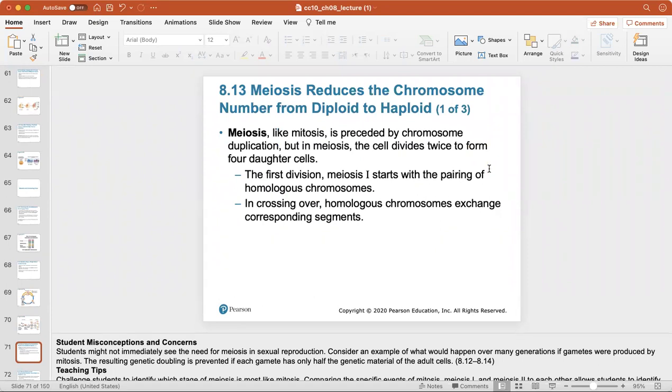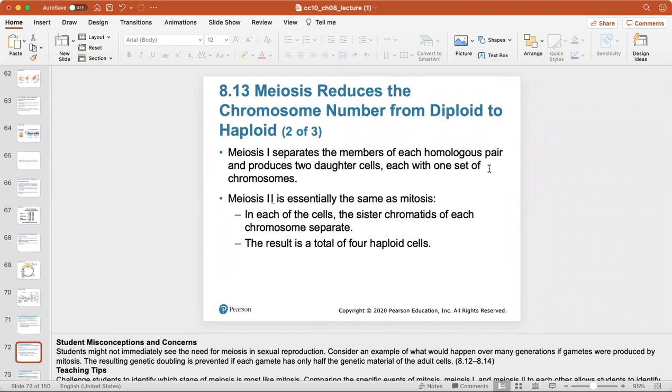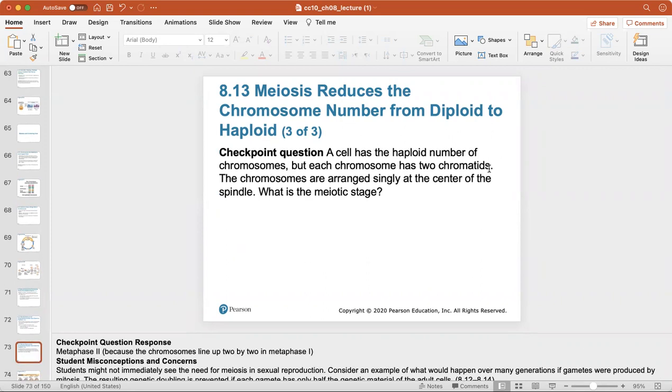Meiosis, like mitosis, is preceded by chromosome duplication, but in meiosis, the cell divides twice to form 4 daughter cells. The first division starts with the pairing of homologous chromosomes, and in crossing over, homologous chromosomes exchange corresponding segments. So meiosis 1 separates the members of each homologous pair and produces two daughter cells, each with one set of chromosomes. And meiosis 2 is essentially the same, whereas in each of the cells, the sister chromatids of each chromosome separate, and the result is a total of 4 haploid cells.